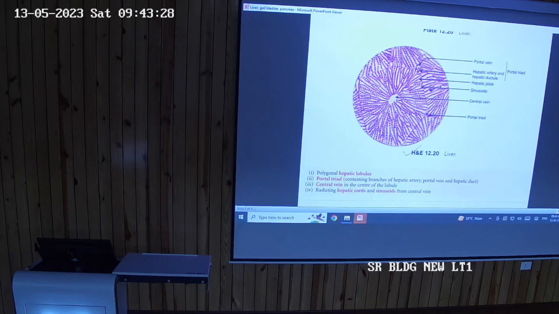देखिए ये central vein है. Radiating from the central vein there are multiple cords, and each cord is formed by the arrangement of the hepatocytes. Each cord has rows of hepatocytes, and these hepatocytes are hexagonal in shape.